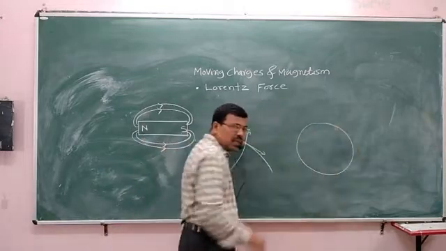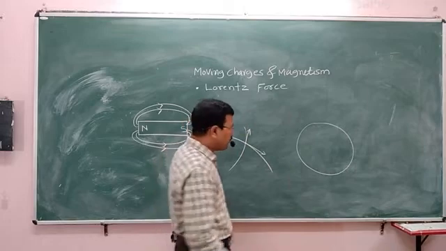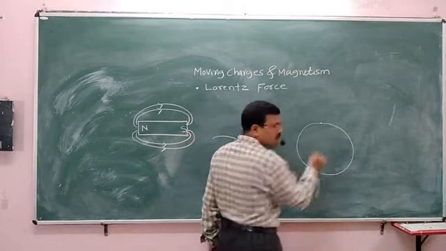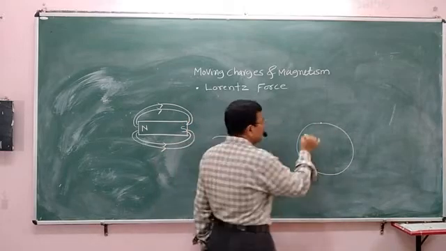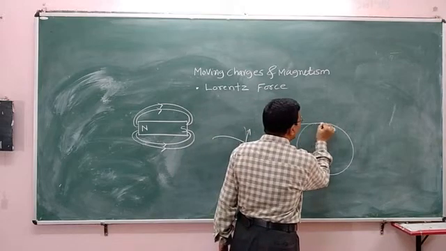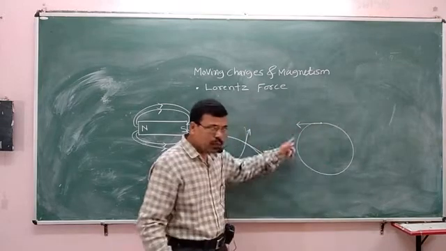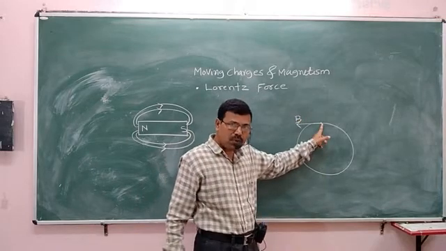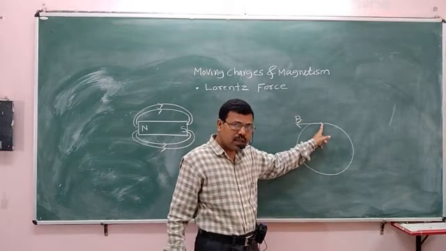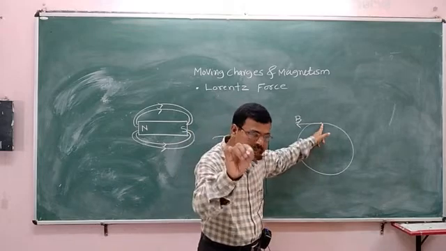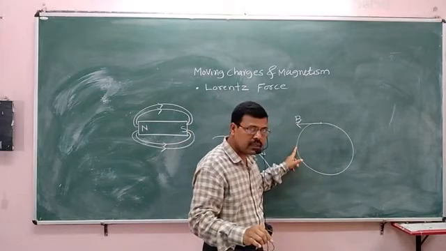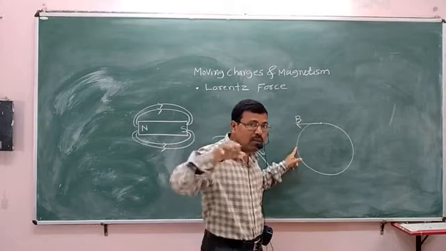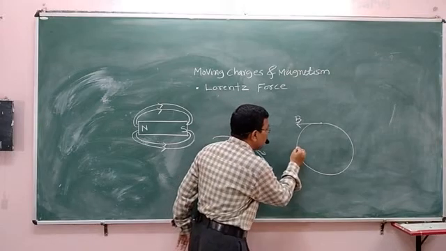Suppose you consider this is a magnetic loop and it is a point. If you draw a tangent at this point, it gives the direction of magnetic field at this point. So by drawing a tangent at a particular point, we can find out the direction of magnetic field at that point.